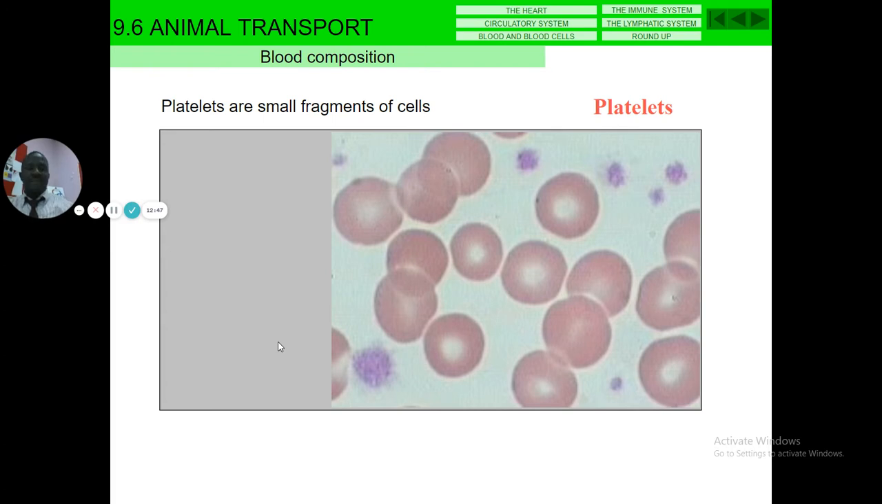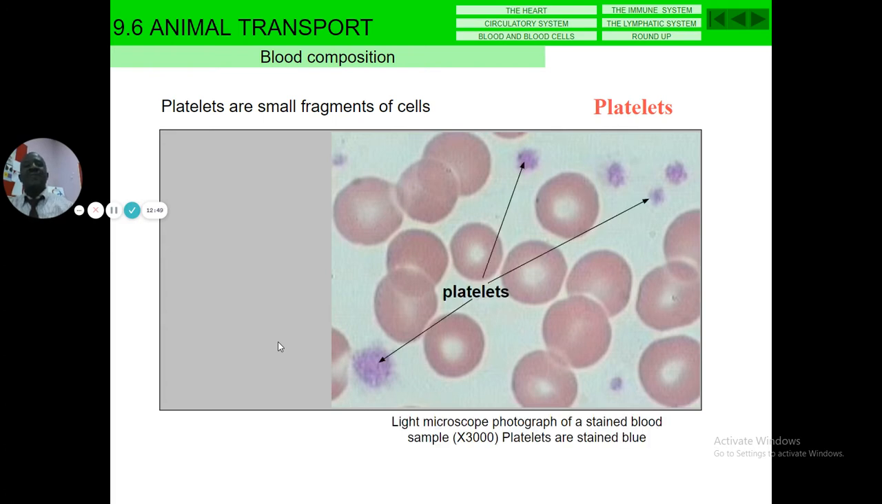When we look at other fragments found in blood, for example these ones here, which are not easily visible, those are what we call platelets.